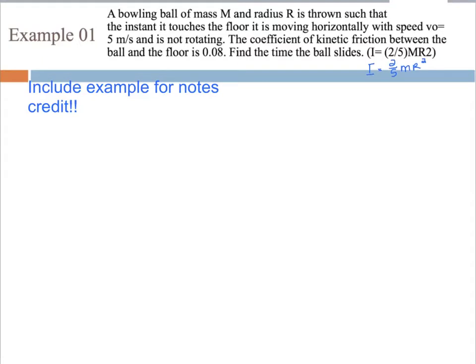In this situation, it flat out tells us that we are sliding, and this bowling ball is going to continue to slide until it begins to rotate at v equals R omega. So we can start by looking at the information we're given. It says that v naught is equal to 5 meters per second, and it's not rotating when we begin.